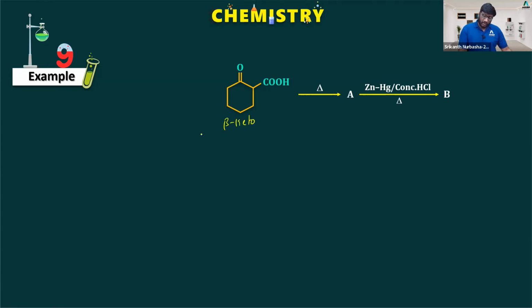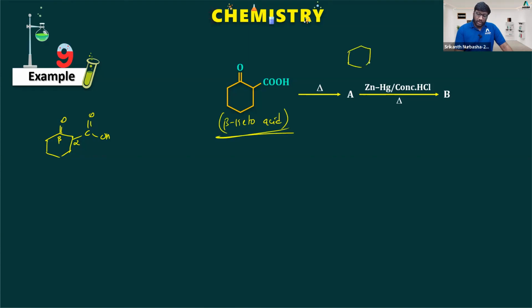B, because I can write this compound in this manner, right? C double bond OH. This is a functional group. This is the alpha carbon. This is the beta carbon. On the beta carbon, you have C double bond O. A beta keto acid will undergo decarboxylation immediately. So CO2 is going to be lost.